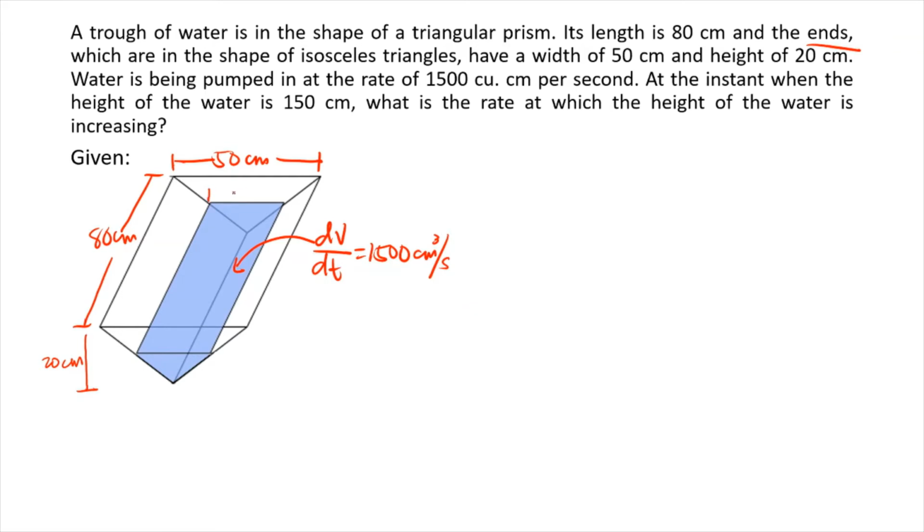Okay, so we have this quantity. Let's say this is W. This will change over time. And also the height of the water inside. So let's call that, for example, H. Okay. At the instant when the height of the water is 150 centimeters, so we have a condition. This is where we want to base our calculations, when H is 150 centimeters. What is the rate at which the height of the water is increasing? So this is talking about dH/dt. We are asked to find dH/dt when H is exactly 150 centimeters.